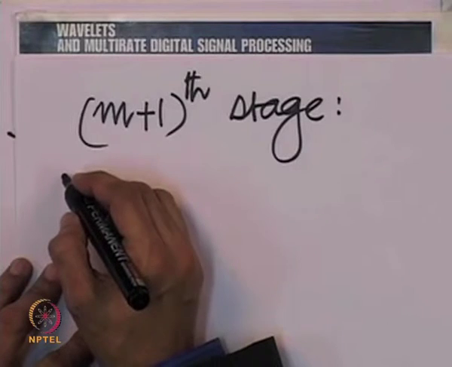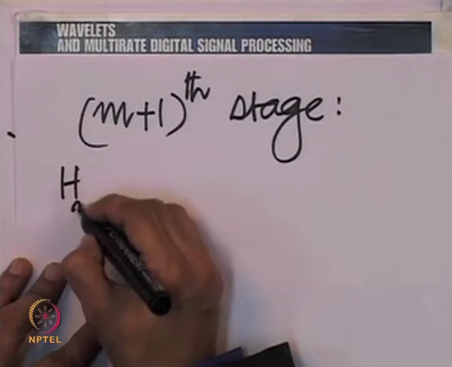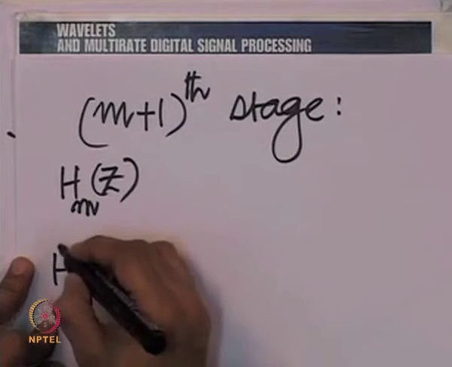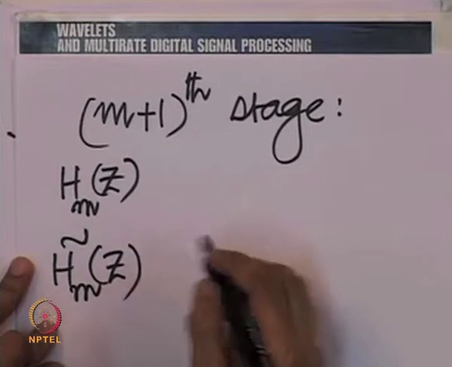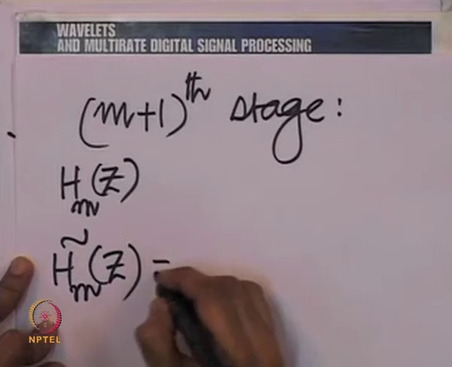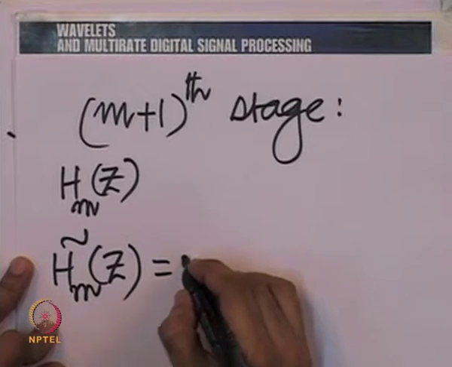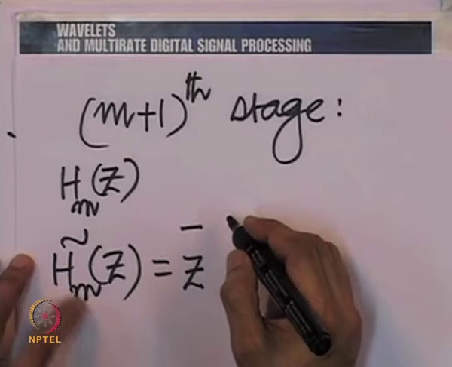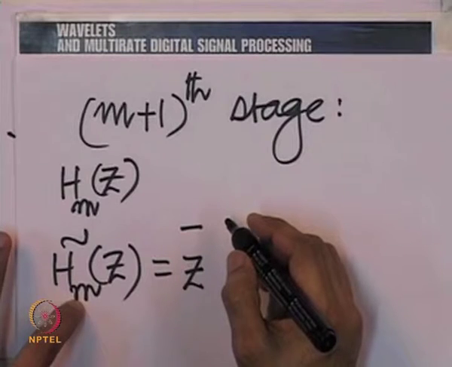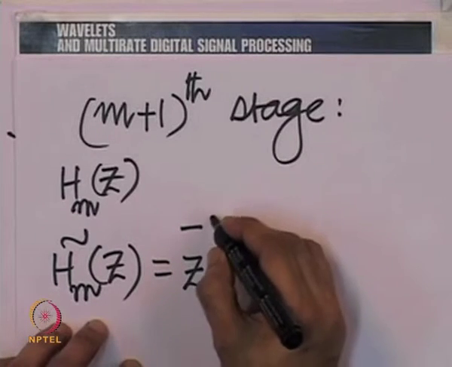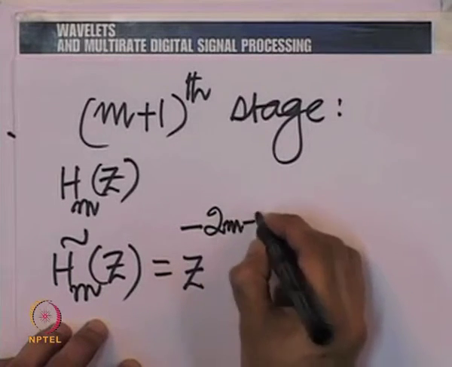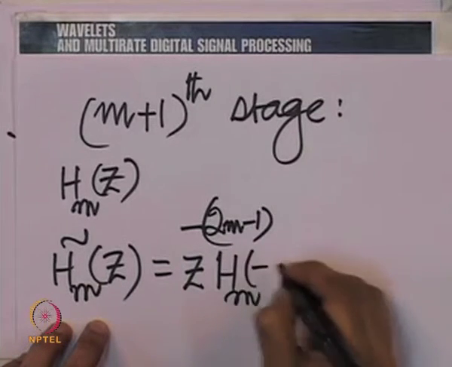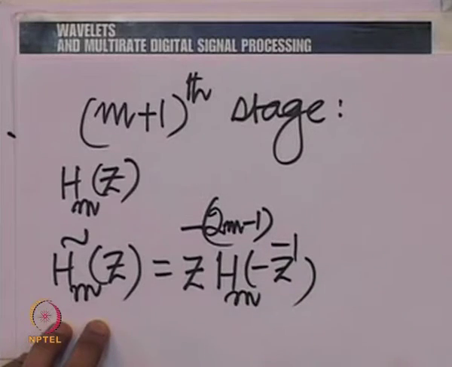Where you have H_m(z) coming in here, and H_m tilde. Now, we will introduce this notation, H_m tilde(z): H_m tilde(z) being z raised to the power minus (2m minus 1) times H_m(z inverse). So, at the mth stage, you have a length of 2m.